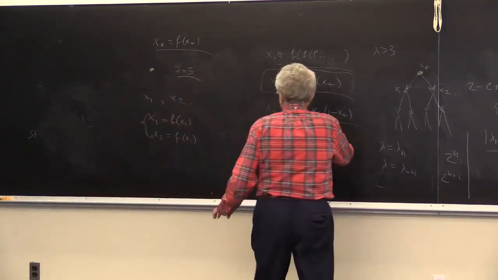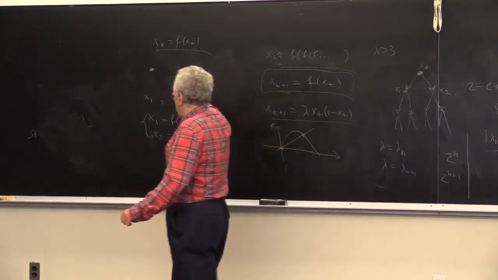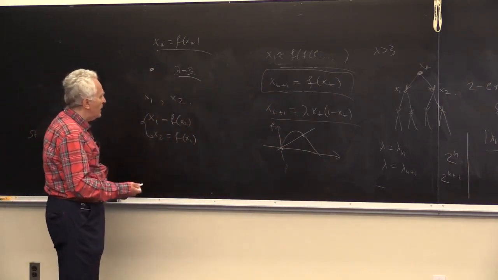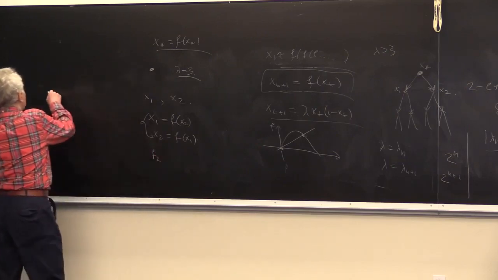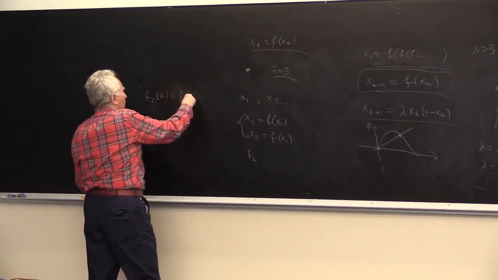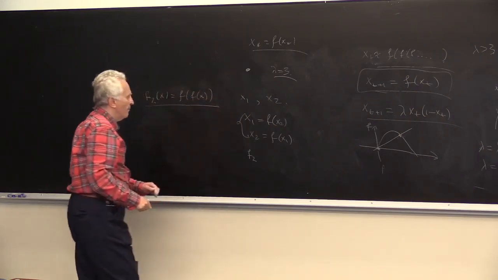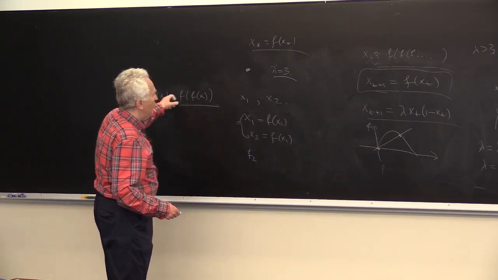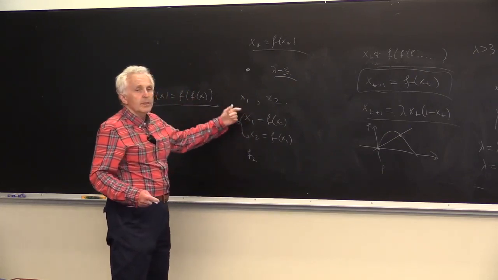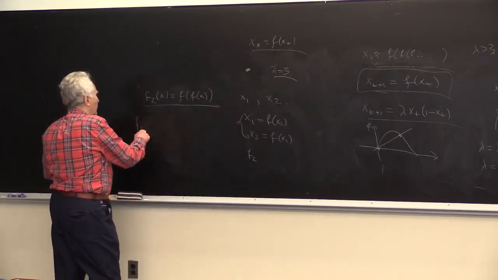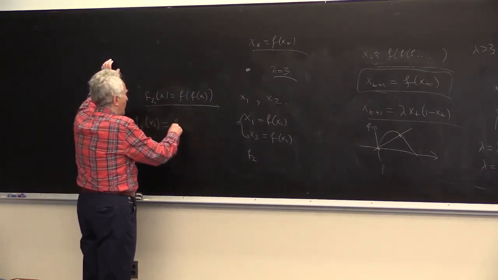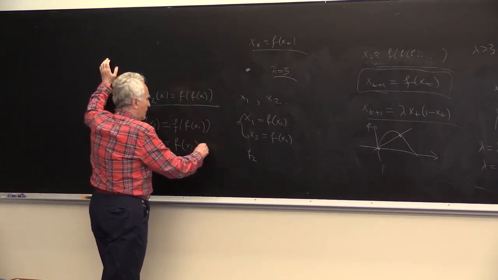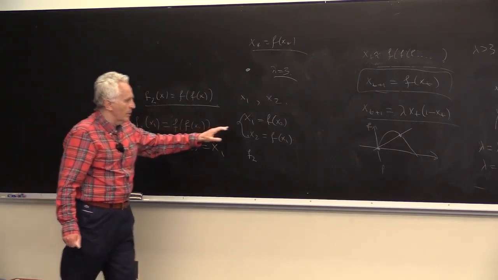And as we will see, as lambda becomes equal to 3, the solution appears. It is not present there for lambda smaller than 3. The convenient way to treat it is to introduce the function f2 of x, which is f of f of x. In this case, this function f2 has those x1 and x2 as fixed points. You see that f2 of x1 is f of f of x1, it's f of x2, and this is x1.